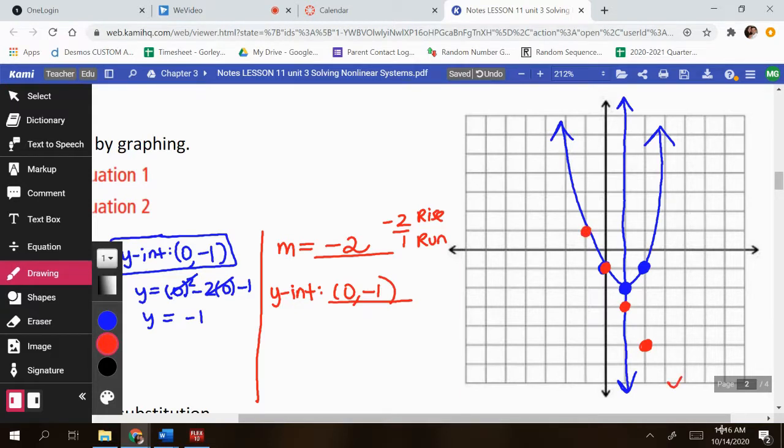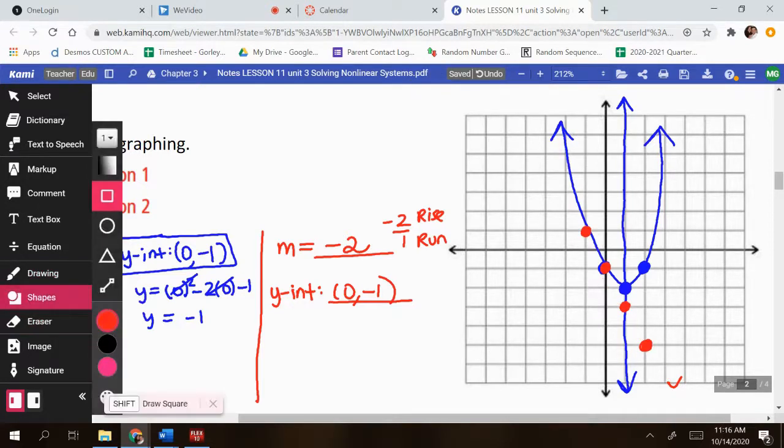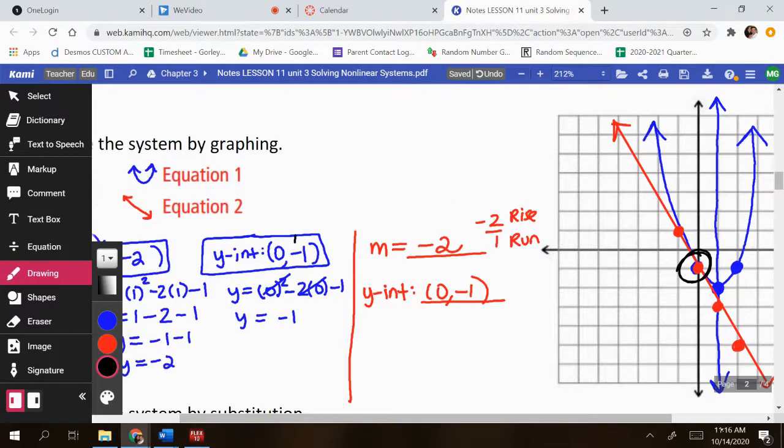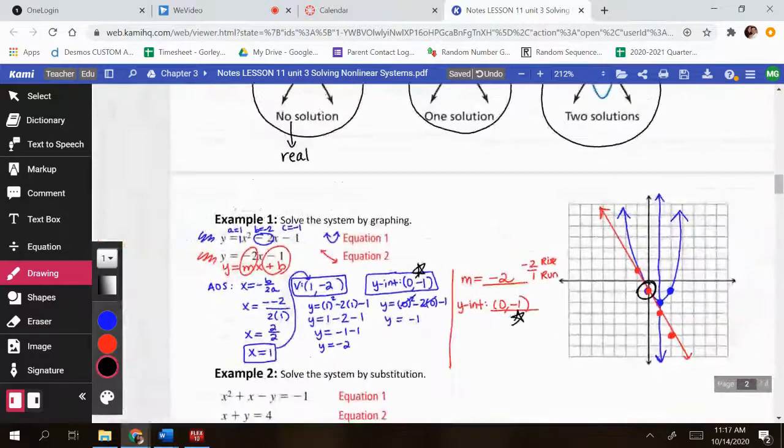And doesn't it look like it's already crossing our parabola? Yeah, let me make that line a little bit straighter. Okay, where does it look like it's crossing right now? It looks like it's crossing right here, right, at 0, -1. And you can see that as well over here. See how both the y-intercepts are 0, -1? Wherever the intersection point is, that's your solution.